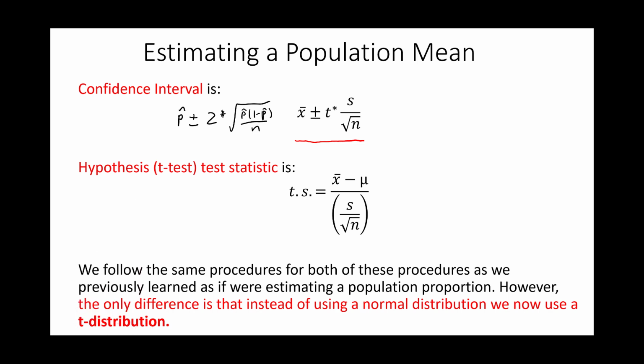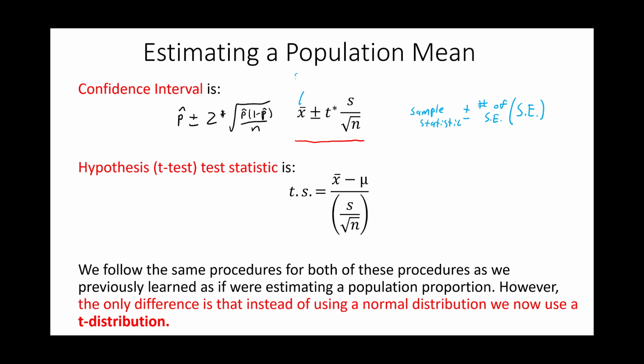A confidence interval takes your sample statistic and then we add and subtract a certain number of standard errors. And then we multiply that by the value of the standard error. And that's exactly what we have here.